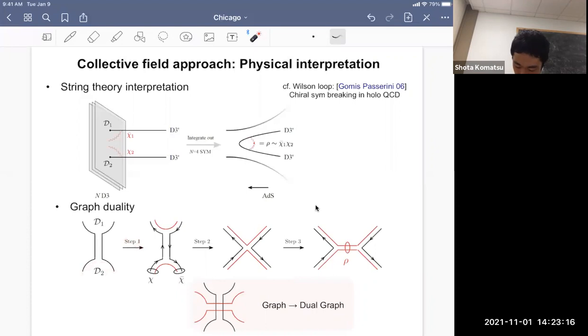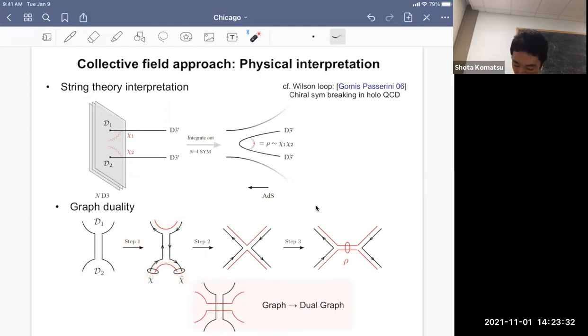And in terms of graph, or like a double line notation, this is like introducing an extra line here and viewing this as a fermion. So here I have something which is fundamental, and here we have something which is anti-fundamental, which is in line with what we saw.